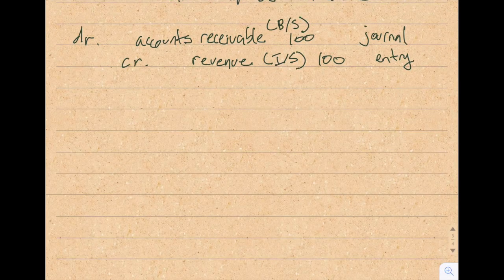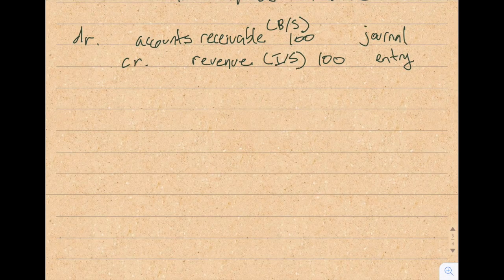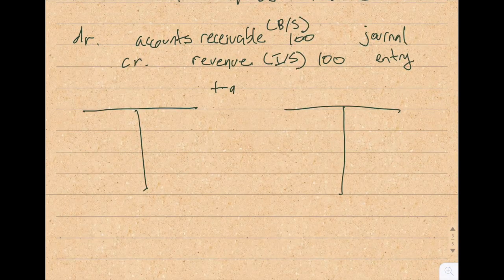So now let's talk about this DR and CR, because this is very important. And I think the best way to learn this is to look at what is called a T account. So I'm just going to put T account.